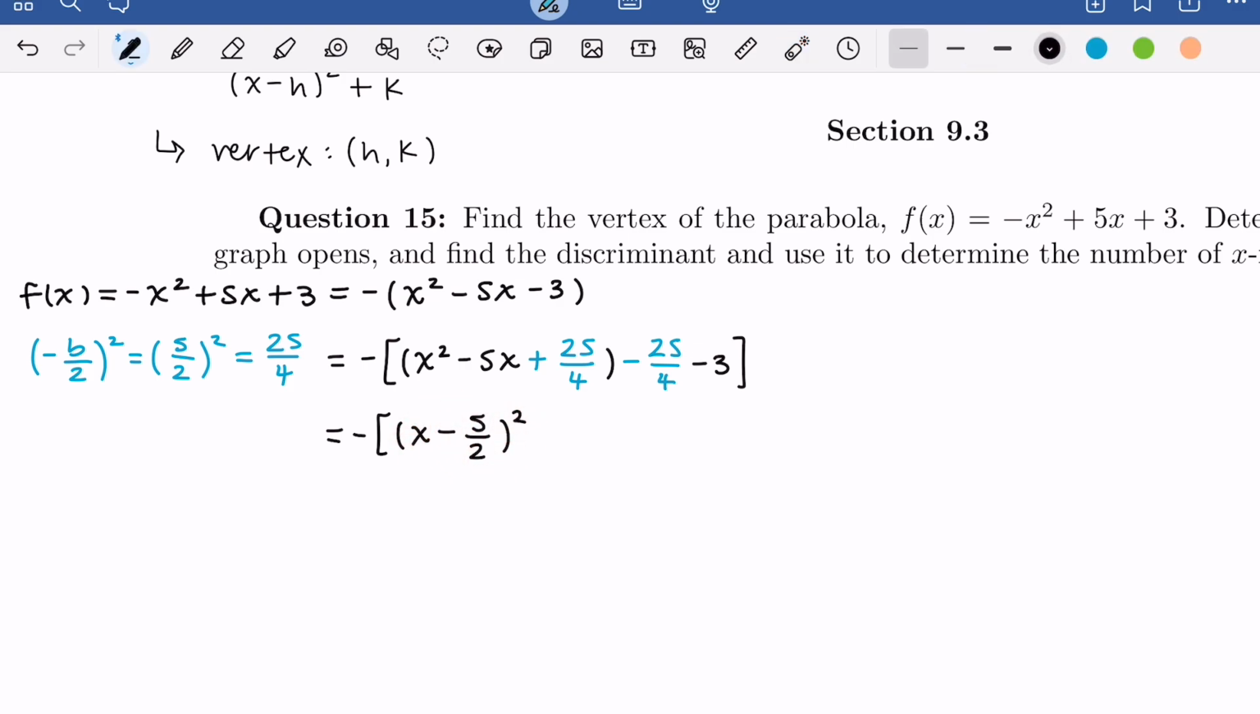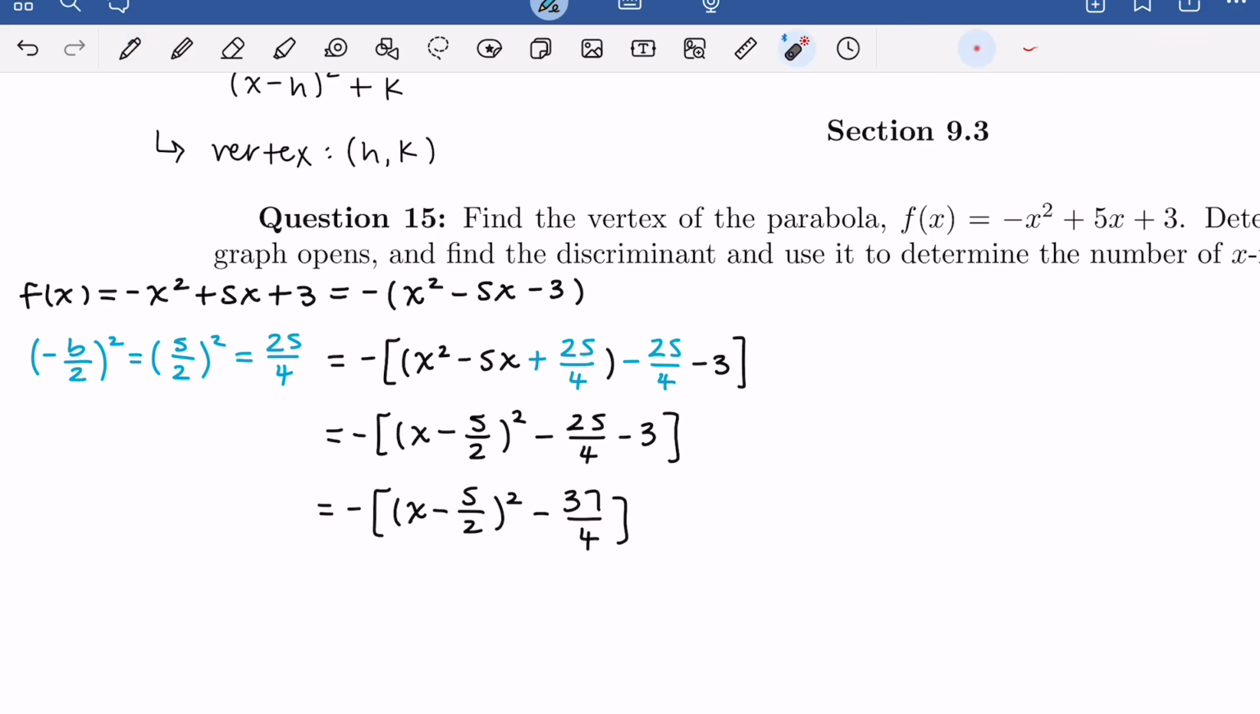All right, and then we still have on the outside of our parentheses this 25 over 4 and this negative 3 here. So from here, we can simplify this a little bit further. We still have this here, but if we get a common denominator for these two, we can subtract them. So the common denominator would be 4. So multiplying 3 by 4, multiplying the numerator and denominator of this guy by 4, we're going to end up with minus 37 over 4 here.